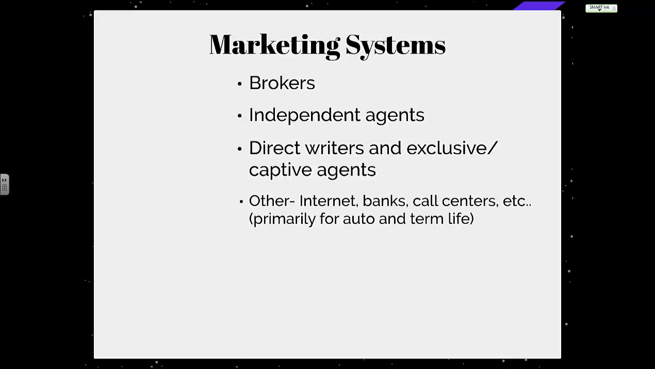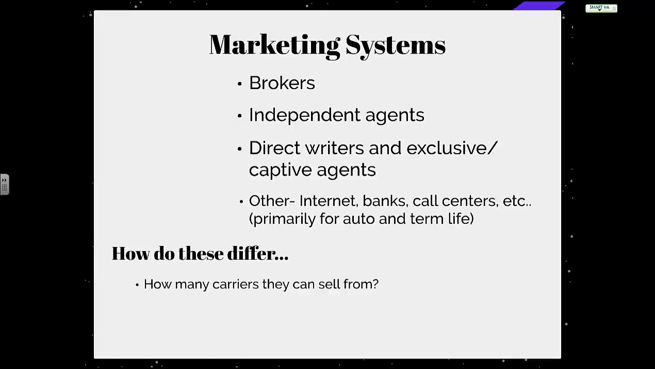Let's talk about how brokers, independent agents, and direct writers and exclusive agents differ. First, they vary in terms of how many carriers they can sell from. Brokers and independent agents can sell from as many insurance companies as they're appointed by, whereas direct writers and exclusive or captive agents almost always only represent one company. Examples of direct writers or exclusive and captive agent systems are State Farm, Nationwide, Allstate, Farm Bureau, Shelter, and American National. If you approach an agent from one of these companies, the products they can sell are more limited than that you could purchase from a broker or independent agent, because they can only sell products from their own company. There are some exceptions, but for the most part, you need to realize that the insurance products are limited from a direct writer and exclusive or captive agent.